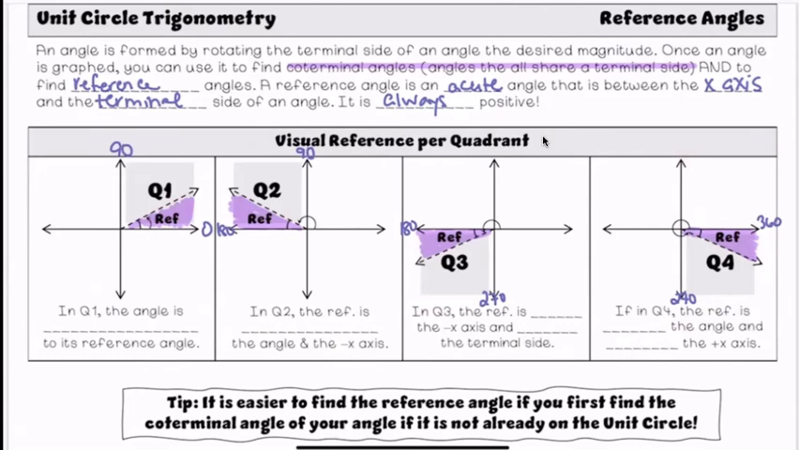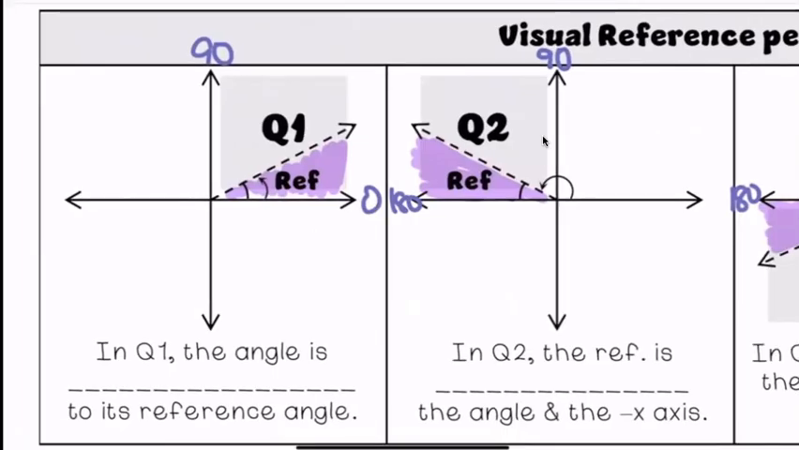And then right here, this little spot at the bottom, it's just basically what I already said out loud. In quadrant 1, the angle is equal to its reference angle. As you can see, they're actually the same angle here for quadrant 1. This is our angle, and this is our reference angle. So they're going to be equivalent. That just means the same.